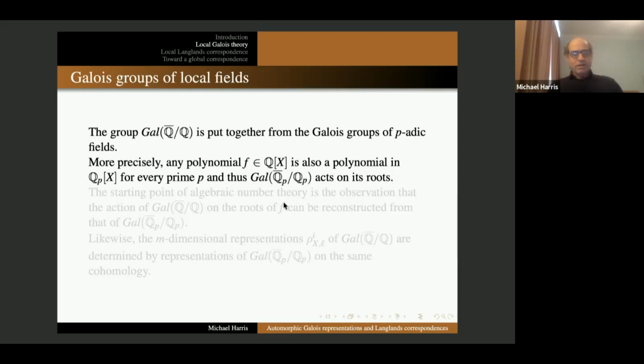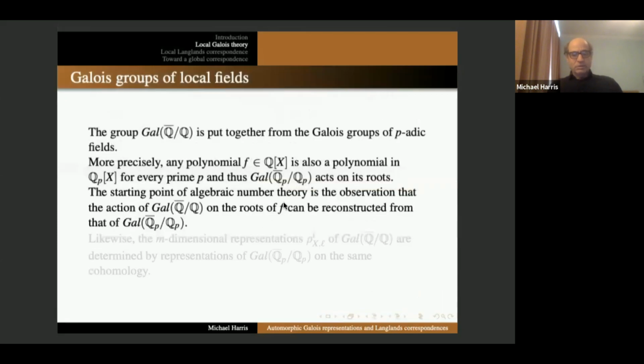All right, well, there are infinitely many primes. The starting point of algebraic number theory, the first thing you learn in an algebraic number theory course, is that the action of the Galois group on the roots can be reconstructed from that of the Galois group of the p-adic numbers. But I don't exactly go so far as to say that. That's some part of the beginning of algebraic number theory, you get that. Then later you realize that everything can be read from this action.